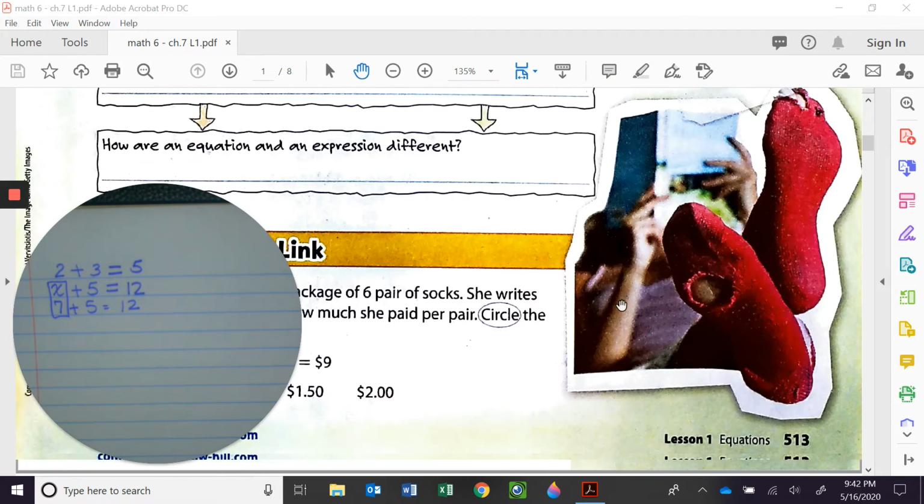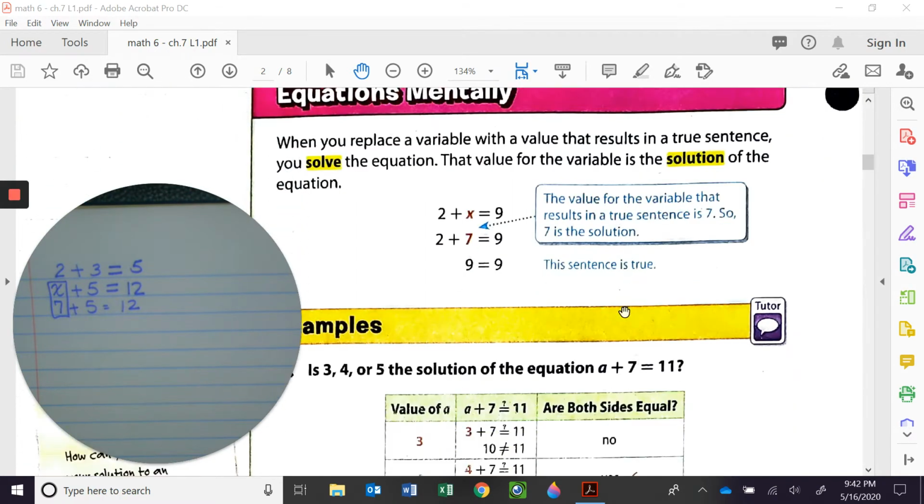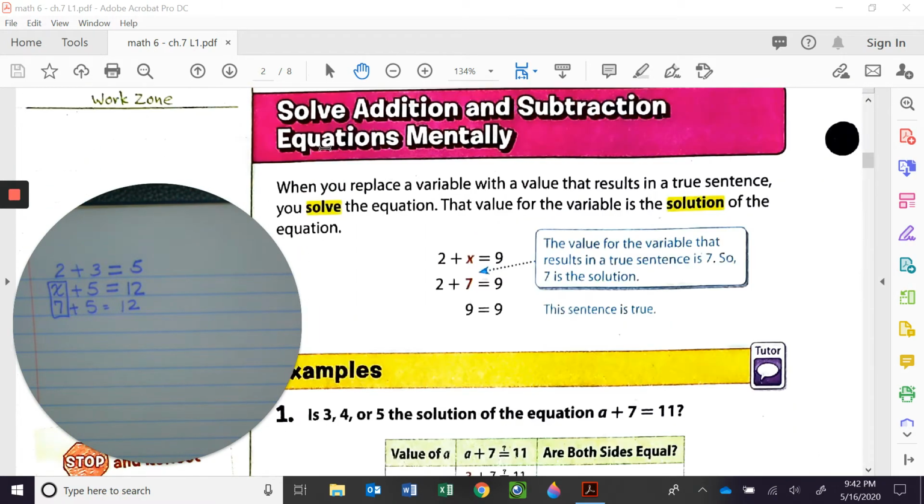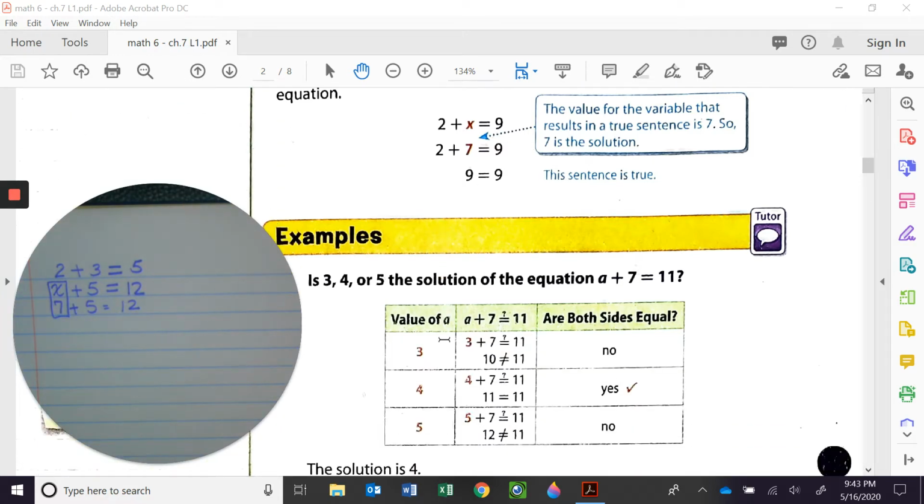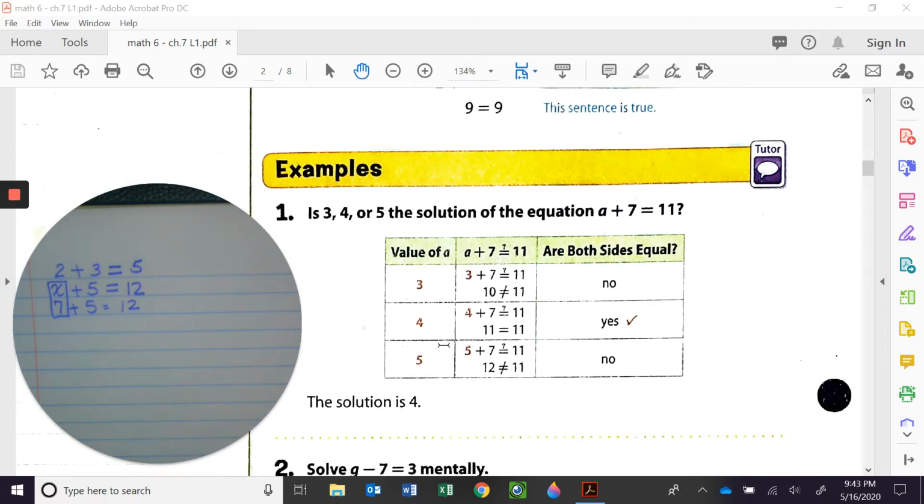So let's look at some examples. A lot of times we can solve it mentally because we should know what easy addition problems equal. Okay, so like here, 2 plus x equals 9. Well, x has to equal 7 because 2 plus 7 equals 9. So a lot of times we can figure things out pretty easily.